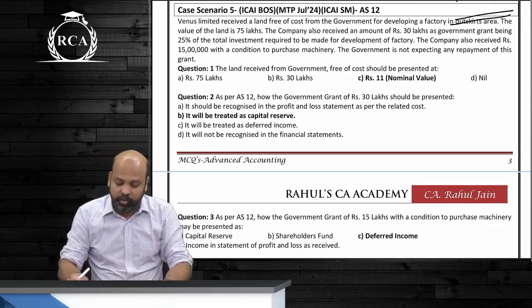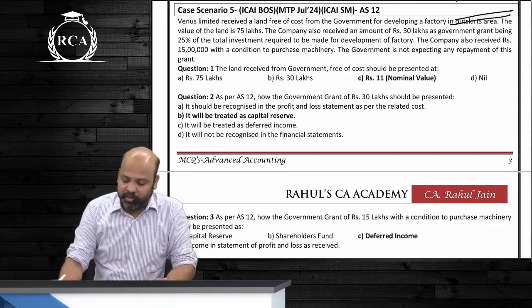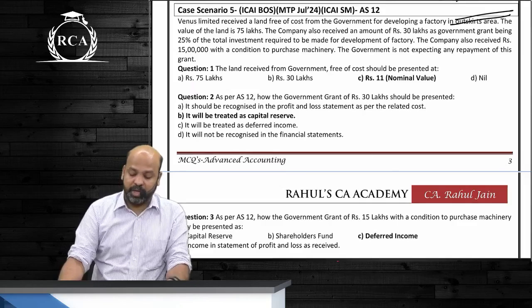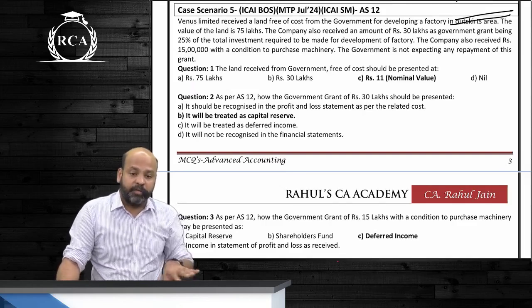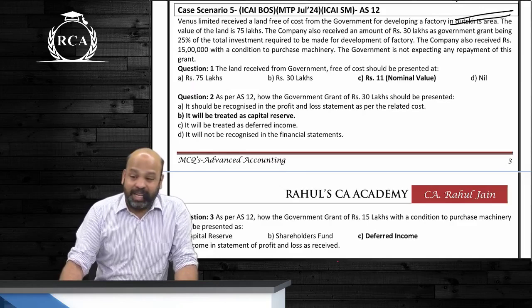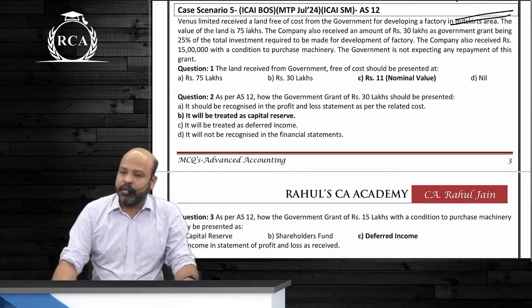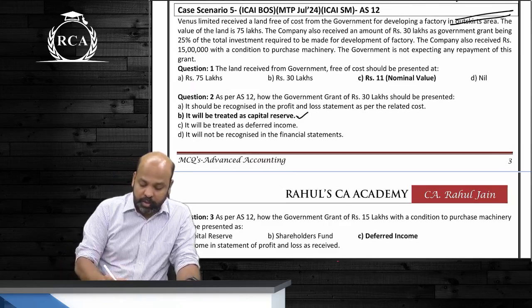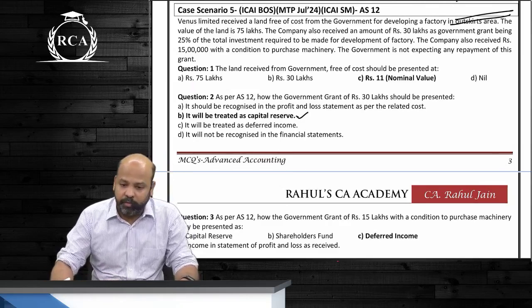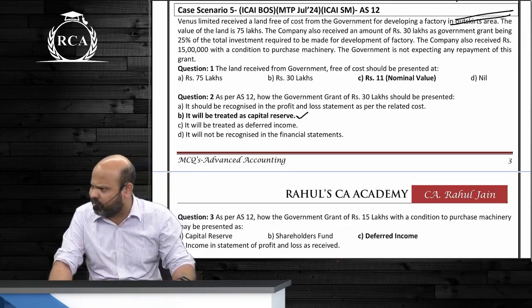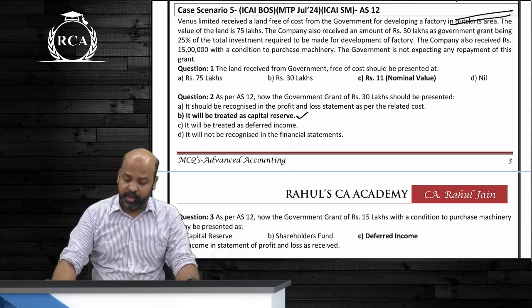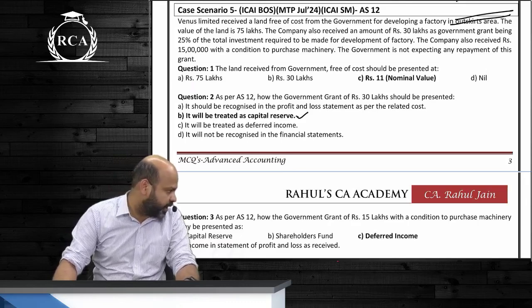Next, the company also received an amount of rupees 30 lakhs as government grant, being 25% of total investment required to be made for development of factory. Is it in respect of a specific asset or is it in respect of an entire project? If it is in respect of an entire project, it should be transferred to capital reserve. When you say in respect of an entire investment, guys, it is in respect of an entire project only, not against any specific asset.